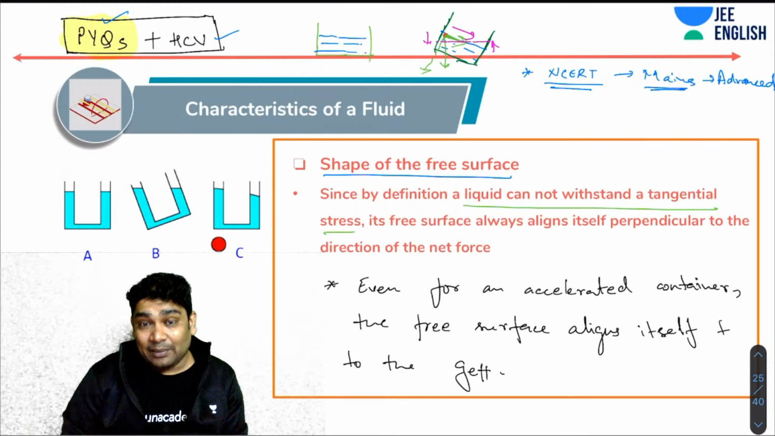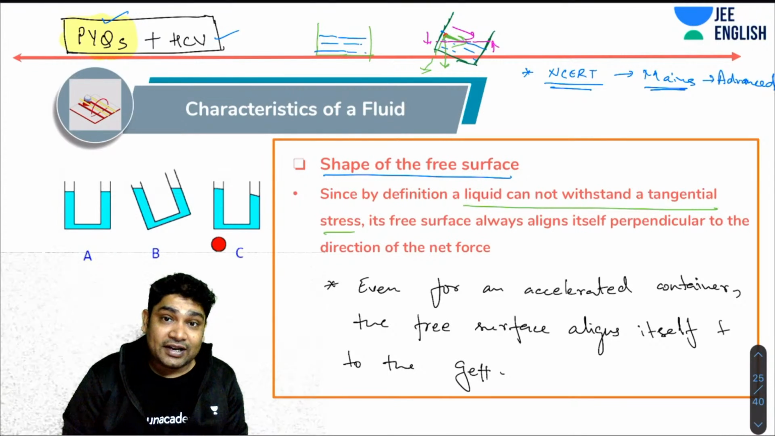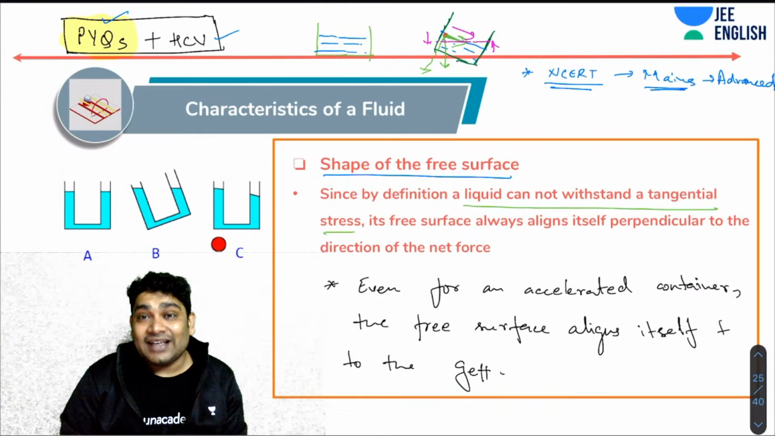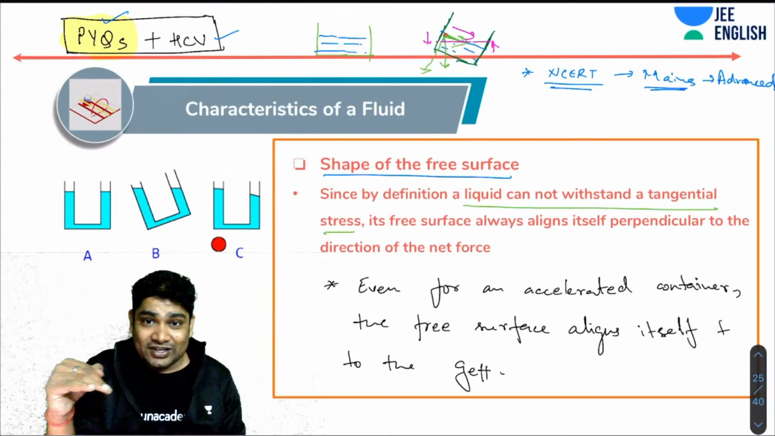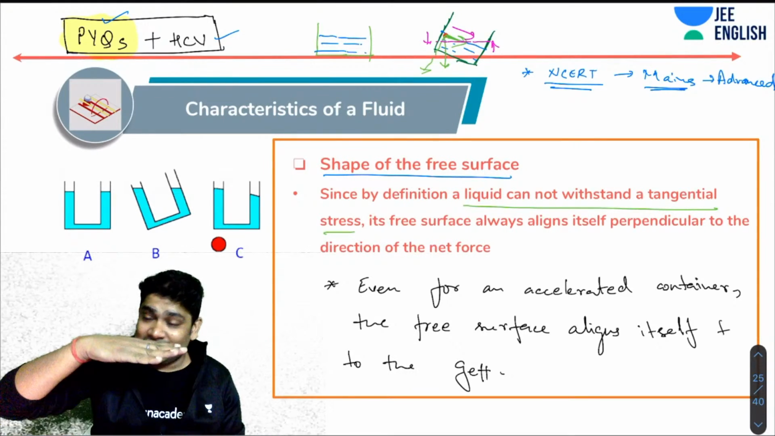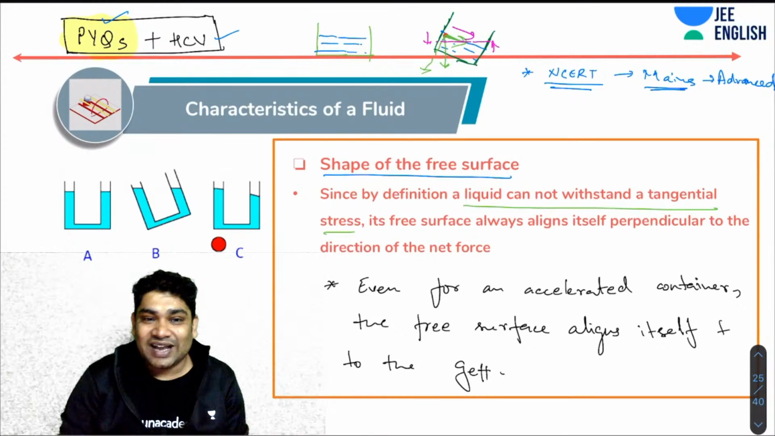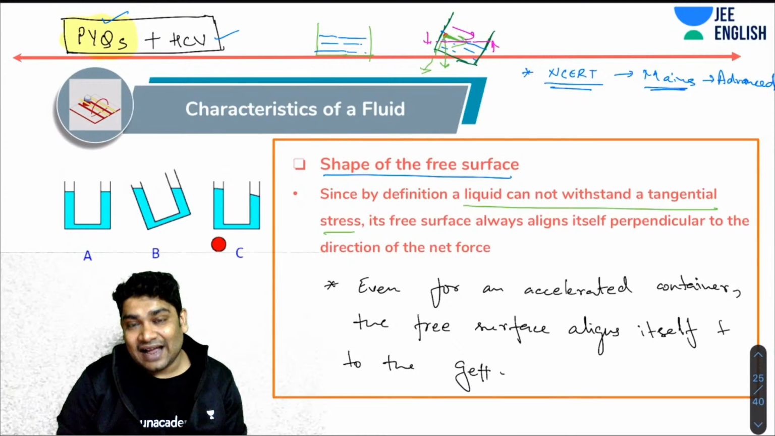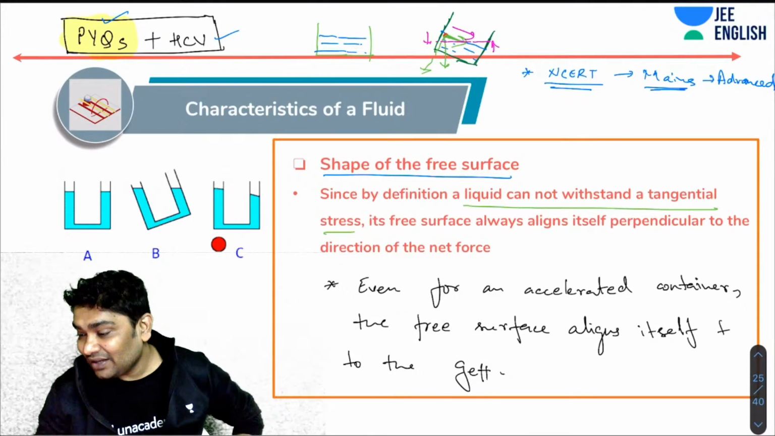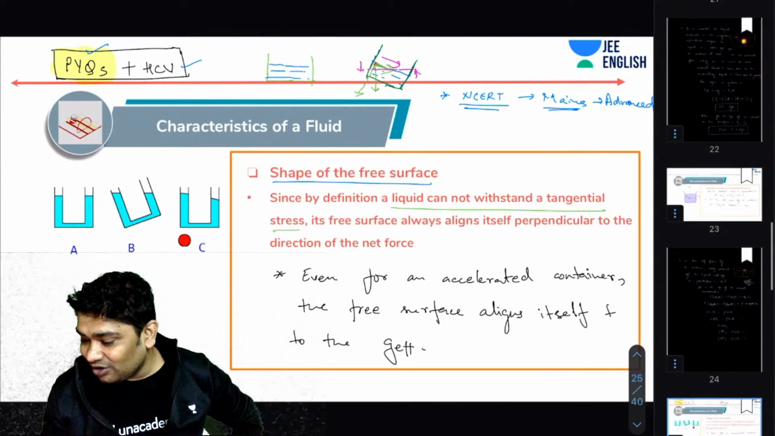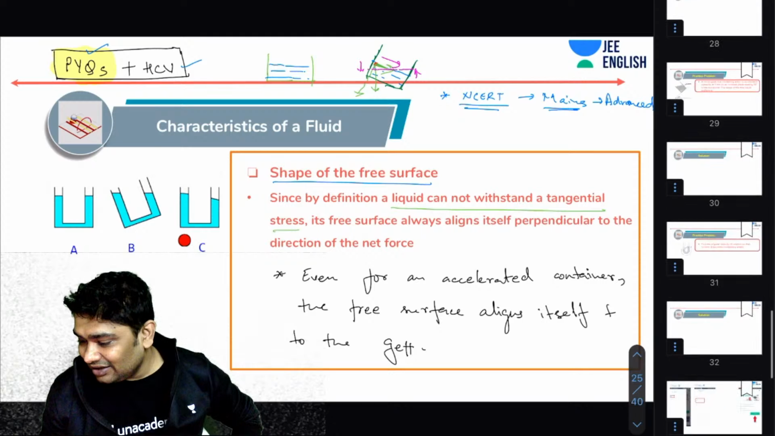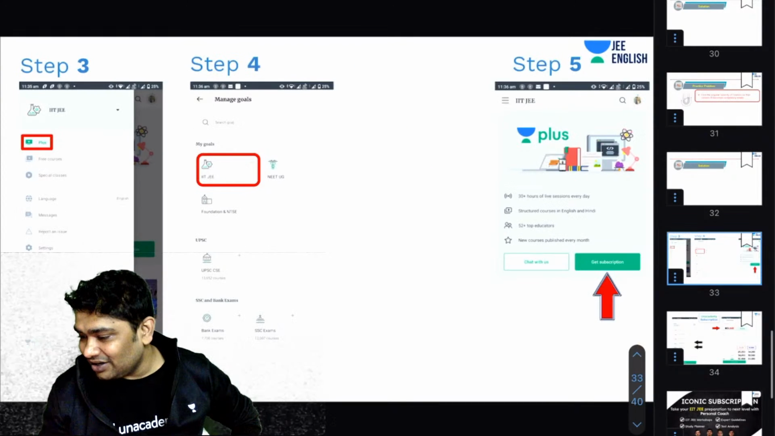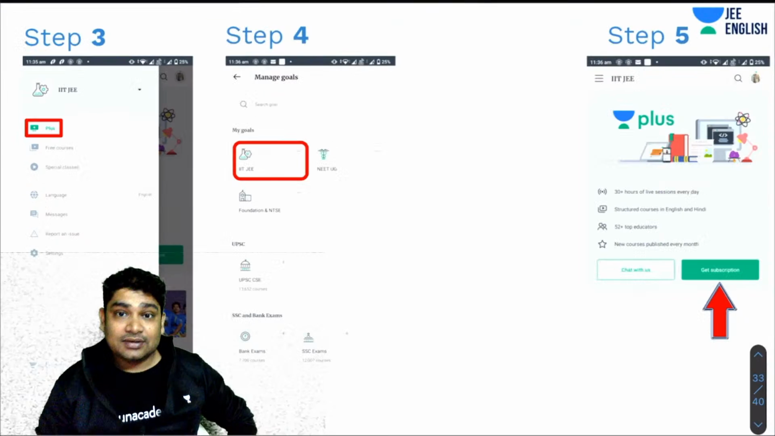So I've told you the idea: because a liquid cannot withstand any shear stress, the surface will always reach equilibrium only when it is perpendicular to the external force, so that no component of external force can act as a shear stress. Right. So again, we will go about this discussion in detail in the next class.